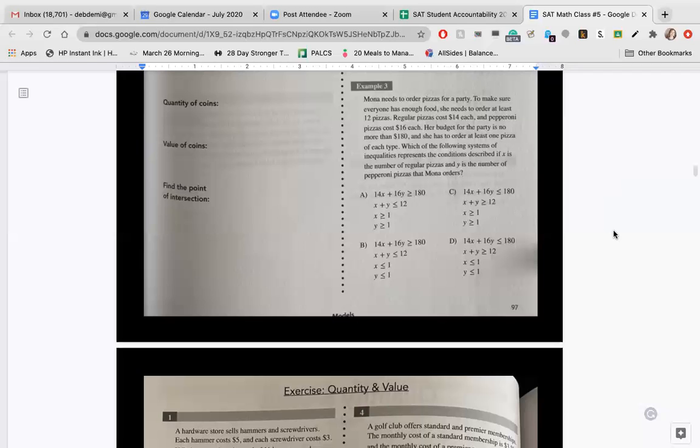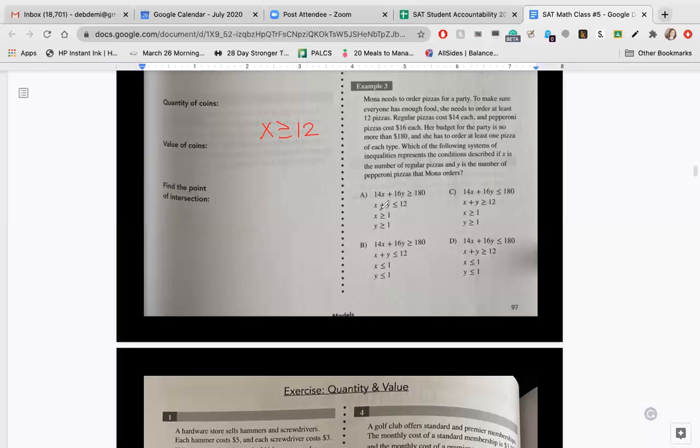Okay, let's see how to do this one. This one doesn't really take much math, so I think everyone, no matter where your math skills are, can get these. Mona needs to order pizza for a party to make sure everyone has enough food. She needs to order at least 12 pizzas. Now, we have to figure out what at least 12 means here. So X has to be at least 12, so it has to be greater than or equal to 12, right?